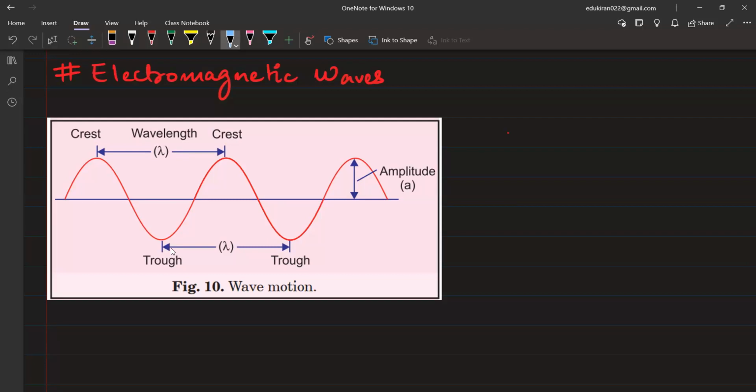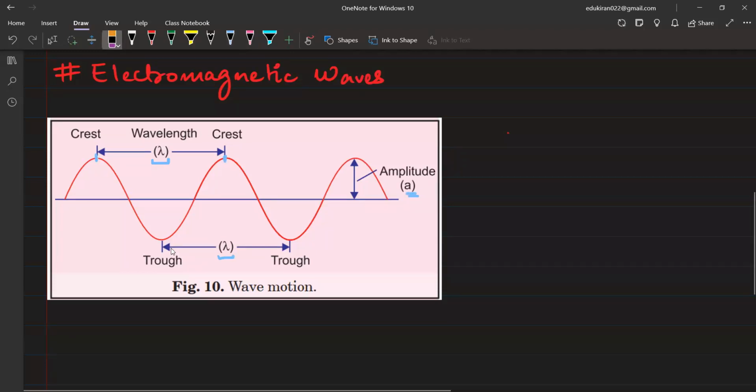Please see. This is a normal line, and above it the highest point is known as the crest, and the lowest point below that line is known as the trough, T-R-O-U-G-H. Now the distance between two crests, this is one crest, this is another crest, is known as the wavelength and is denoted by lambda. This sign is known as lambda. The distance between two troughs is also equal to one lambda. And the distance from the normal line to the topmost crest is known as the amplitude.